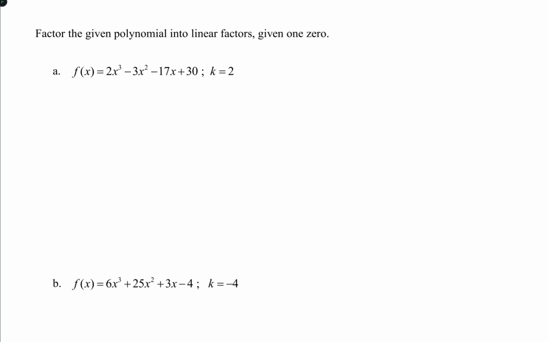Factor the given polynomial into linear factors given 1, 0. Okay, well, if we know 1, 0 already, and we have a cubic, we can find the others pretty easily by factoring out the 0 that's known, and then solving the remaining polynomial as a quadratic, which probably just means factoring or using the quadratic formula.